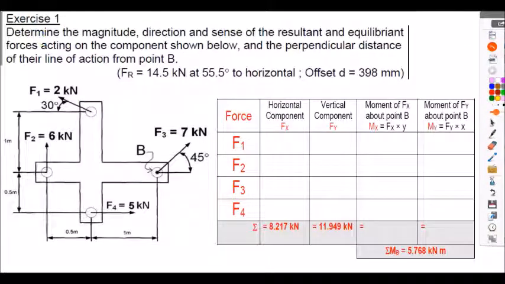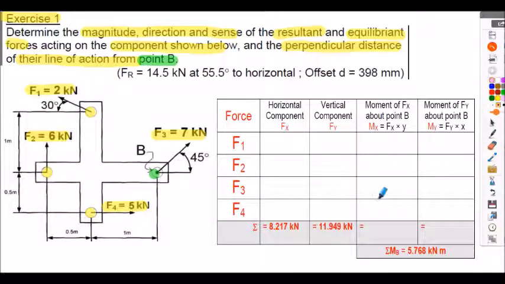So here's exercise 1 for you to undertake. Again, we've got to determine the magnitude, direction, senses of the resultant and the equilibrant forces acting on the components shown below. And we've also got to find the perpendicular distance, that's little d, of their lines of action from point B. So the difference here is we're taking moments about point B and not point A. So again, we've got four forces applied. We've got F1 is 2 kilonewtons. We've got F2 is 6 kilonewtons. We've got F3, which is applied at the point B, of 7 kilonewtons, and F4 of 5 kilonewtons.